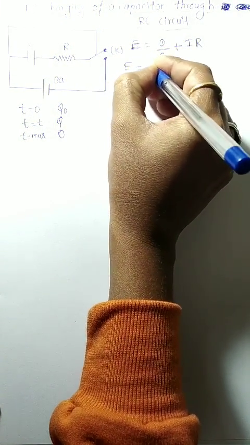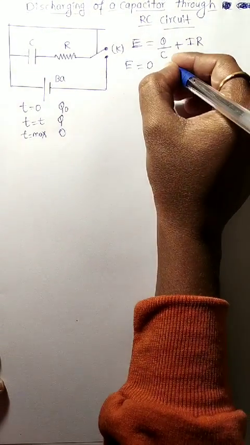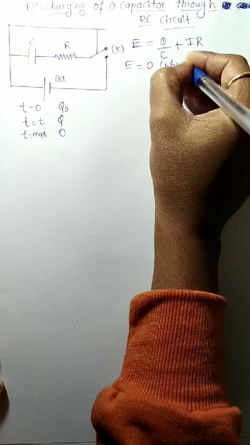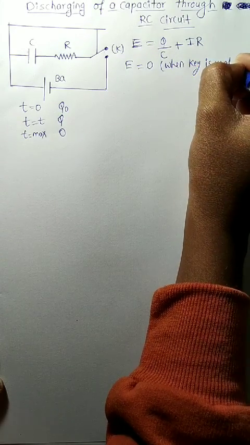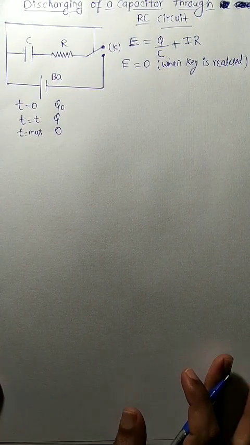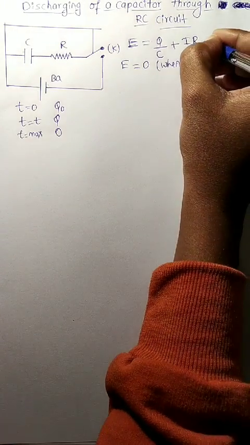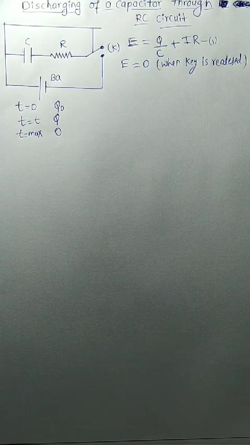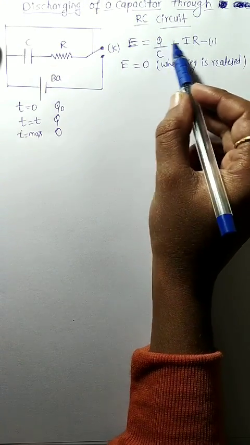So E is equal to 0, only when the key is released or when the key is open. As soon as the key is released, there will be no voltage from the battery. So E is equal to 0. Now this one I'll substitute in the first equation. When you substitute in the first equation, you will get this equal to 0.